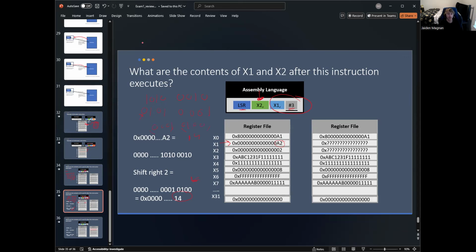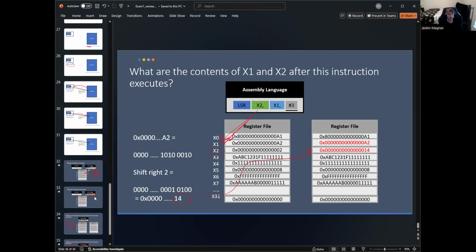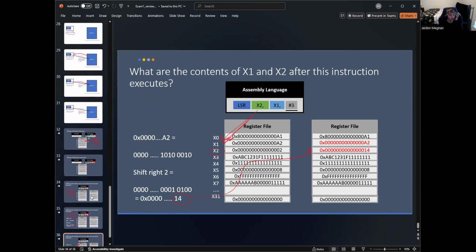A shift literally just means pushing the bits one way in that direction, and always replace with zeros. And then yeah, since the result was 14, it put 14 in register X2 because that was the destination register. So those are all the slides.